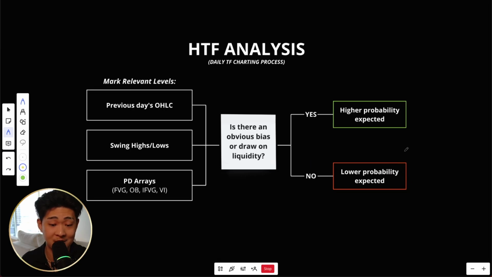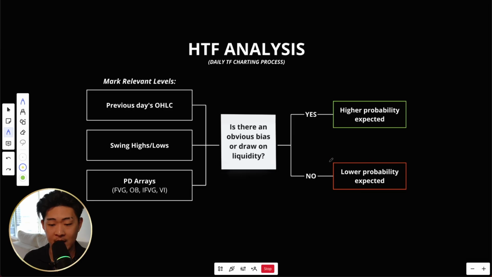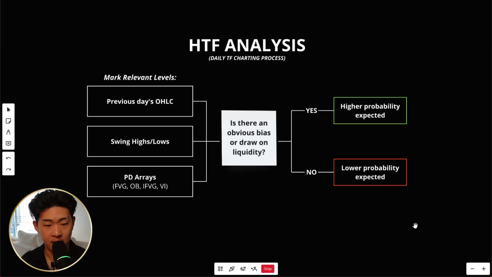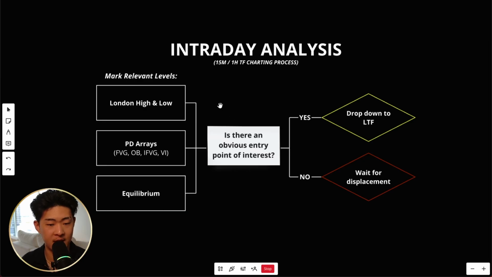And if the intraday is clean, you may see some good setups, but they might not run for those daily or weekly levels. So at that point, it's up to your own discretion whether you want to continue trading or not if you do not have a higher time frame bias. Next, you want to move on to your intraday analysis. So you're dropping down to your 15-minute and your 1 hour time frame charts.